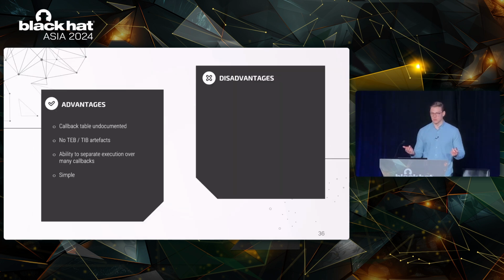Now, what are the advantages? Well, the callback table is hidden on newer OS builds, and the structure is undocumented, so that's good from an attacker's perspective. There's no artifacts in the standard Windows structures, such as the thread environment block or the thread information block. The payload could also be chunked up over multiple different callbacks, so you could chain your exploit together and separate that exploit code out if you so desire. And the implementation is actually very trivial.